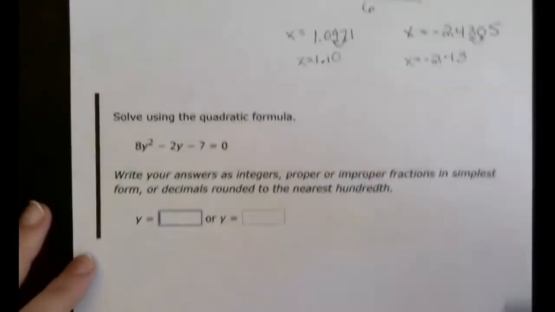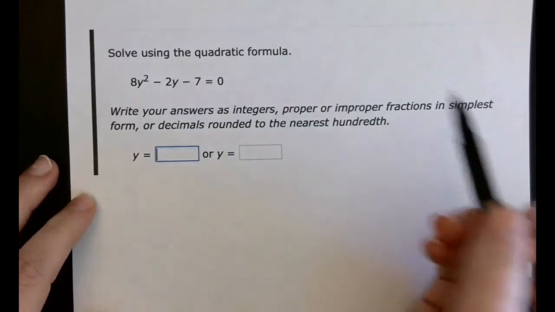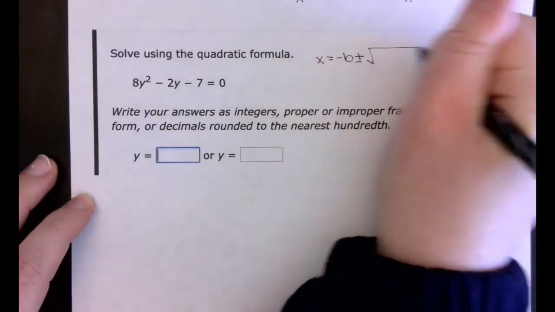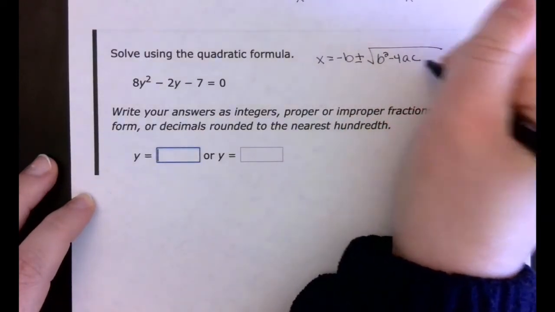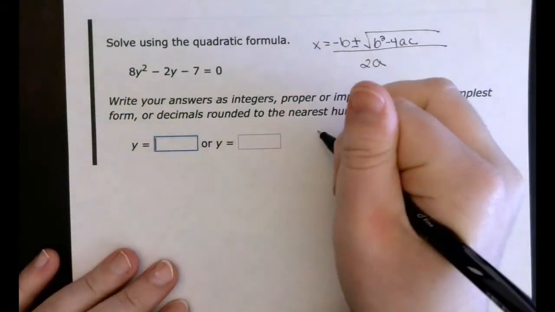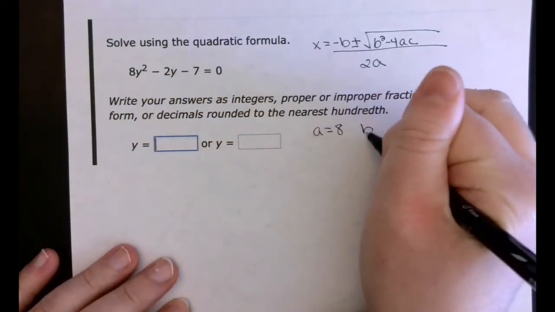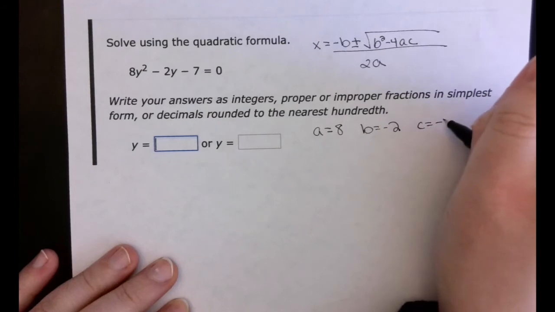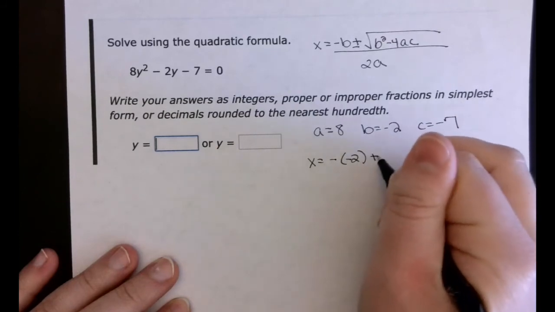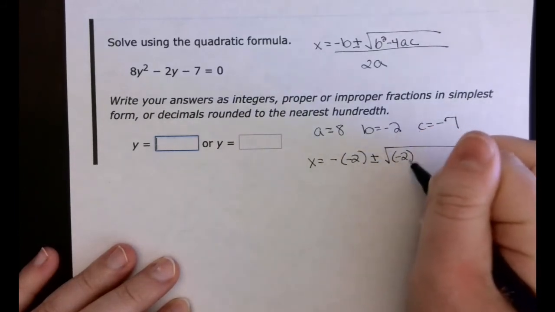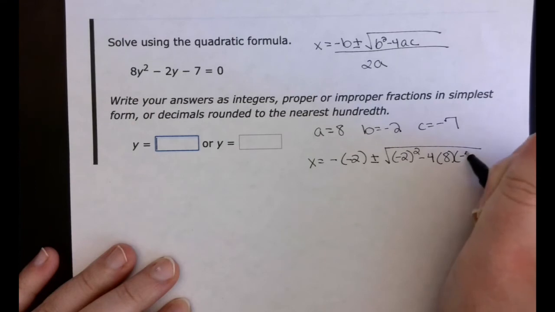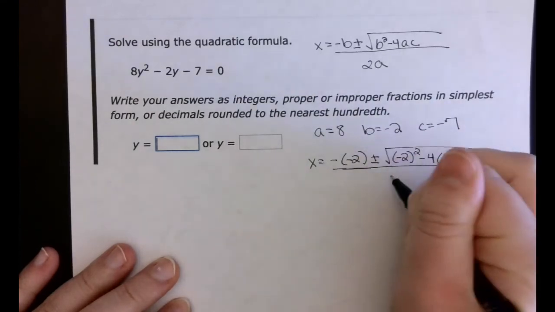Okay, we're going to do the same thing on the bottom. It's already in standard form. I'm just going to write my equation again right here, and identify my A, B, and C. My A is 8, my B is negative 2, and my C is negative 7. X equals negative 2 plus or minus the square root. Do not forget your parentheses, and the square goes outside. Minus 4 times A times C all over 2 times A.